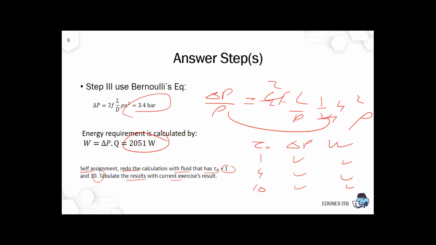I think I can conclude today's class. The most different thing in non-Newtonian fluid is its apparent viscosity, because the apparent viscosity is not always the same for any given external force. That's the non-Newtonian thing. Other than that, it's going to be the same for any delta P measurement and any power requirement measurement.